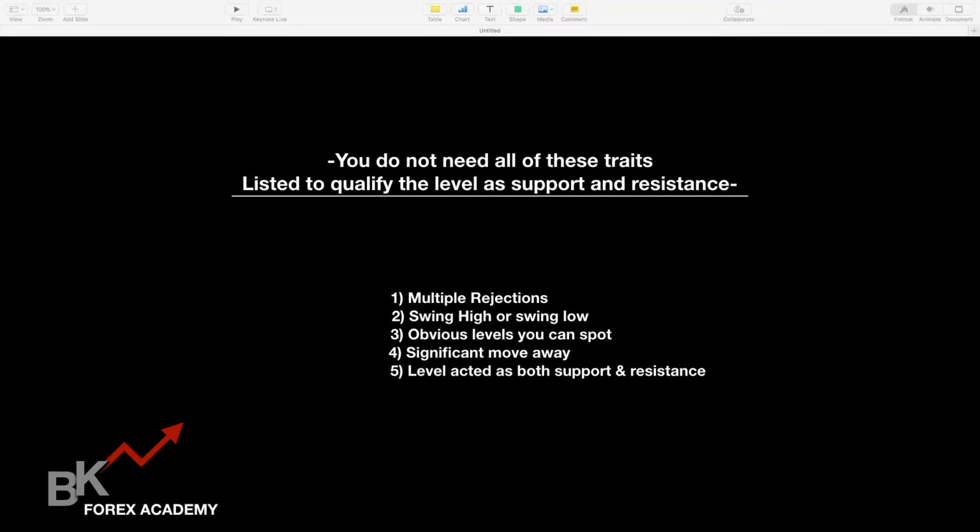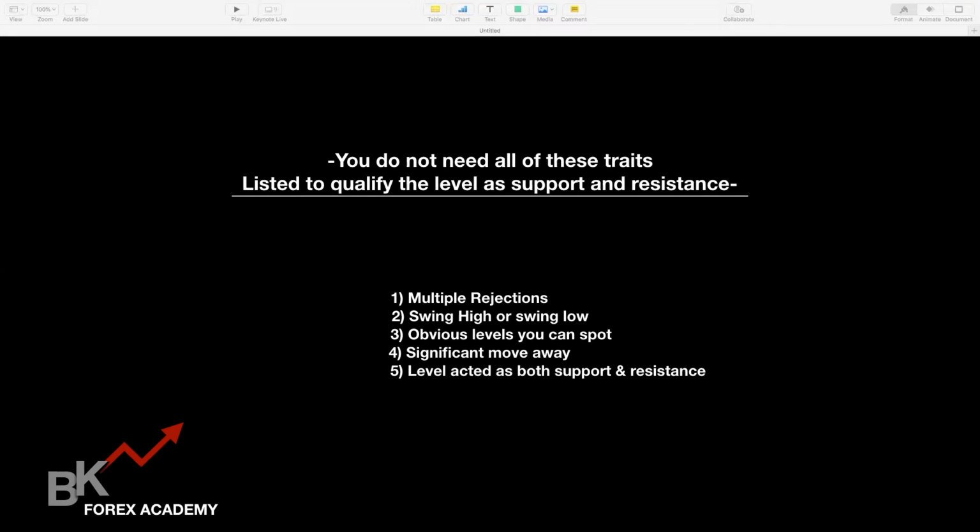Number one, we should have multiple rejections in an area. I'm going to show you this after. Number two, swing highs or swing lows. So we're going to identify extreme swing highs and swing lows. Three, obvious levels that you can spot with your naked eye. Number four, significant move away. And I'll talk a little bit about that. And then number five, levels acted as both support and resistance.